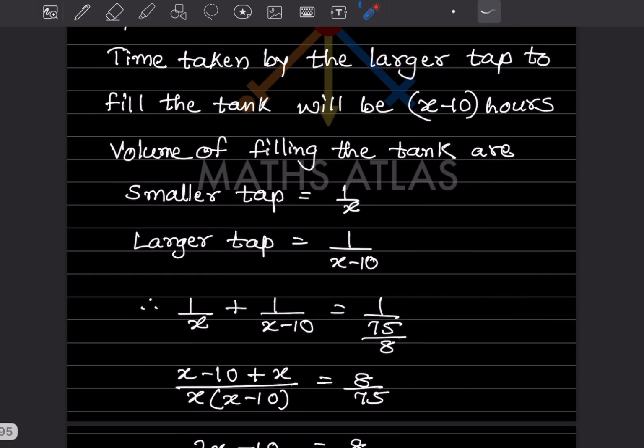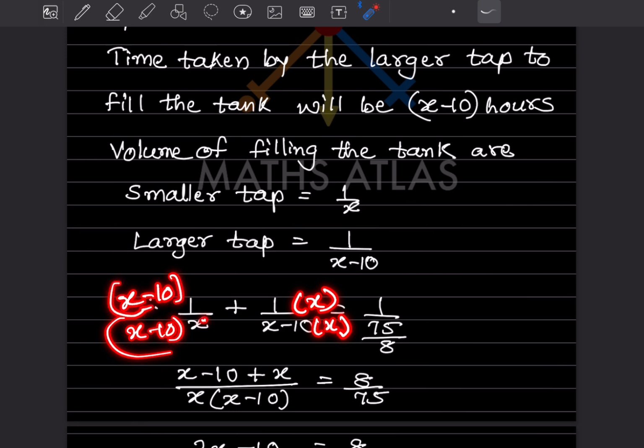Now let us take the LCM of this. Here you need an extra x minus 10, and here you need just x, so the numerator becomes x minus 10 into 1, that is x minus 10, plus x, and the denominator is x into x minus 10.